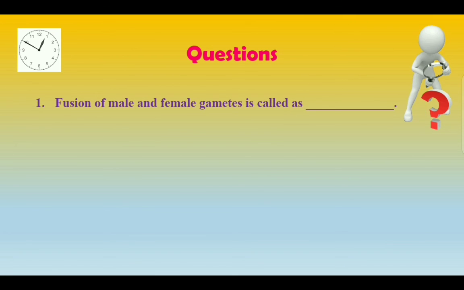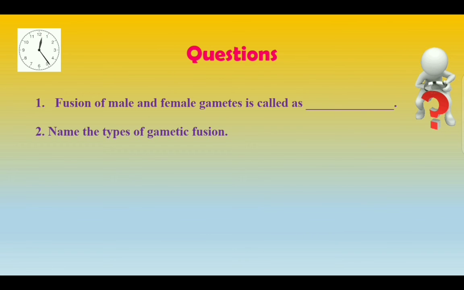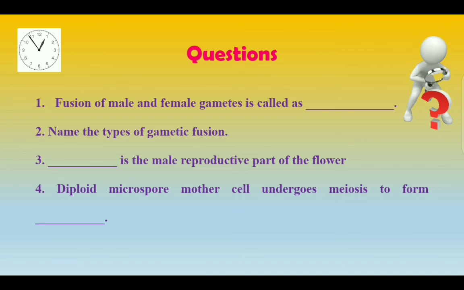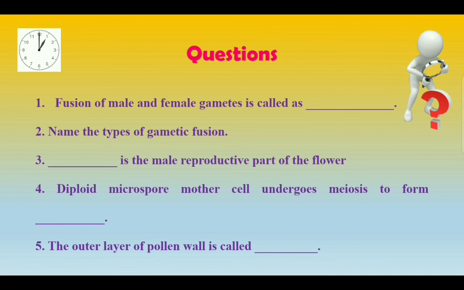Question number 1. Fusion of male and female gametes is called dash. Question number 2. Name the types of gametic fusion. Question number 3. Dash is the main reproductive part of the flower. Question number 4. Diploid microspore mother cell undergoes meiosis to form dash. And the last question is, the outer layer of pollen wall is called dash.